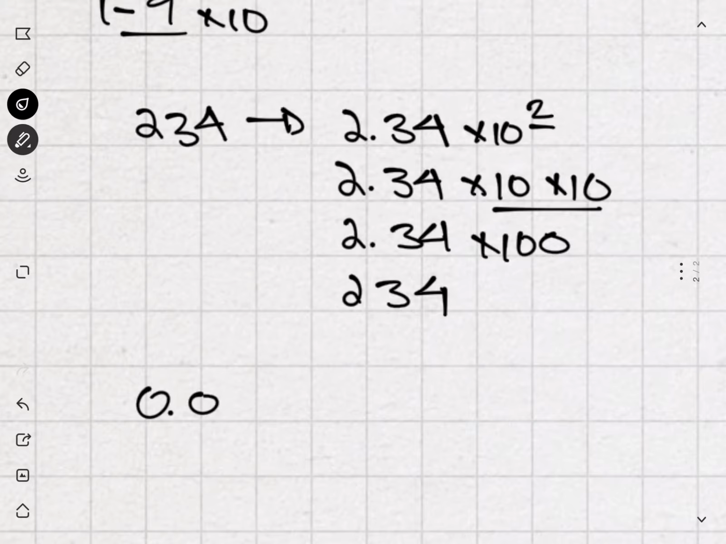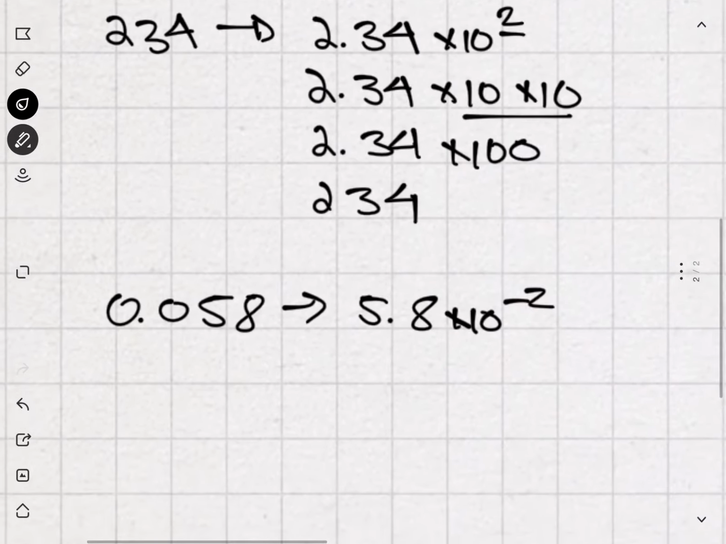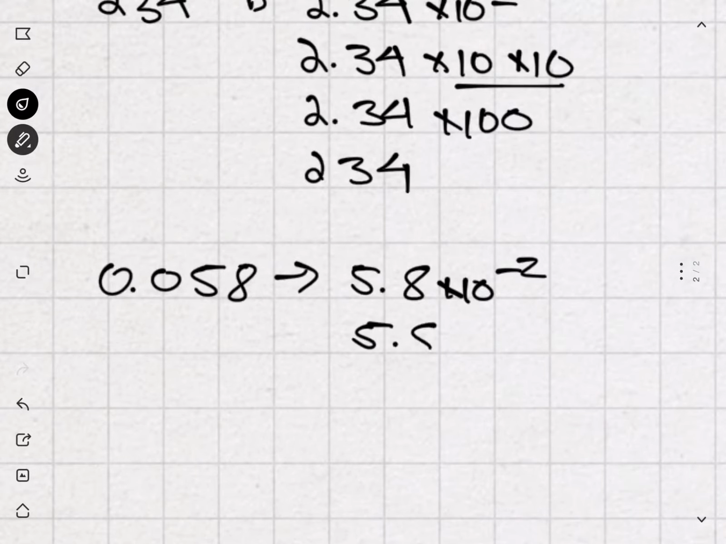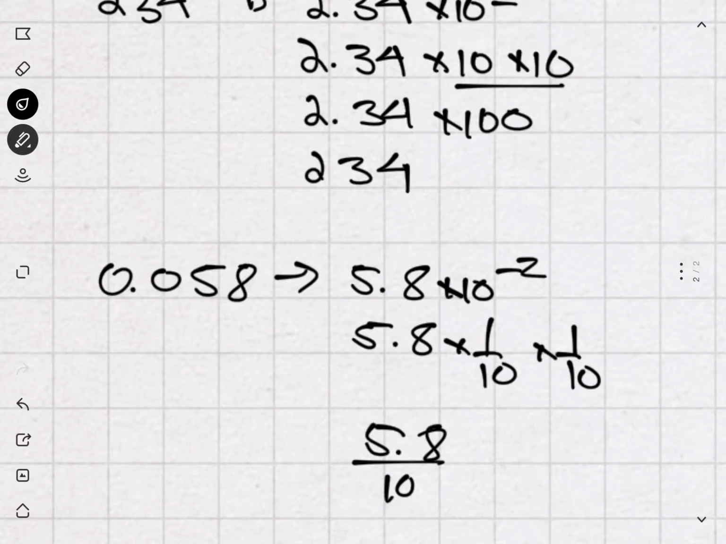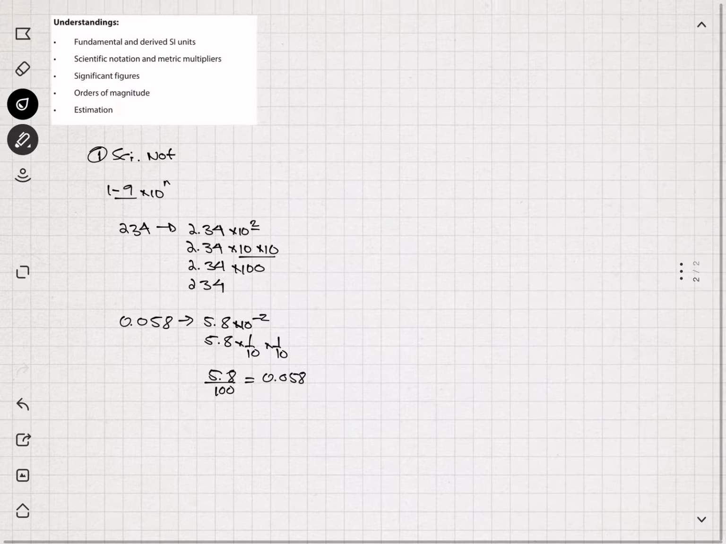Let's do 0.058. This written in scientific notation is 5.8 times 10 to the negative 2. So why is that? That's because this is 5.8 times 1 over 10 times 1 over 10. 10 to the power of negative 2 is 1 divided by 10 times 1 divided by 10. So this is 5.8 divided by 100, which is 0.058. And that's really all you need to know for scientific notation.